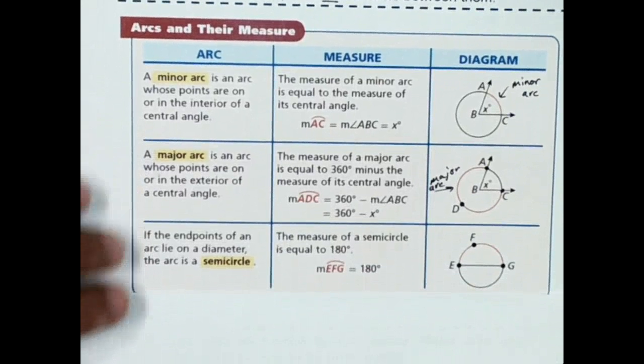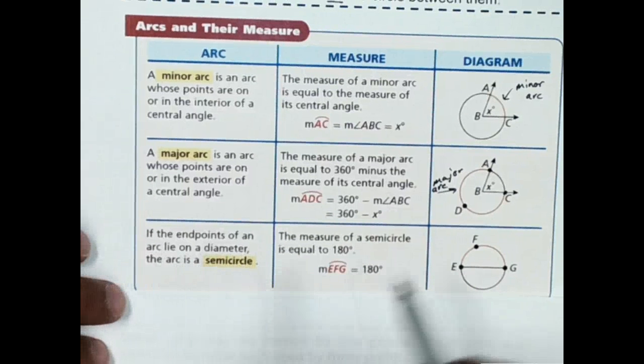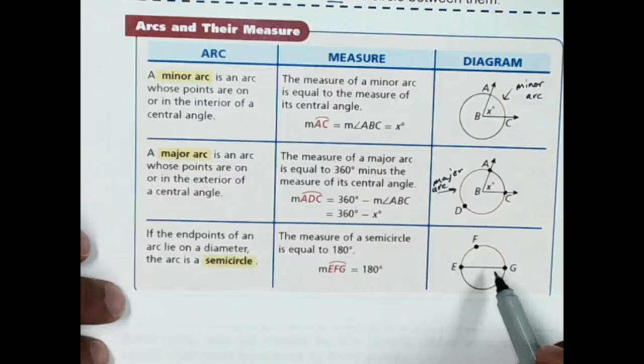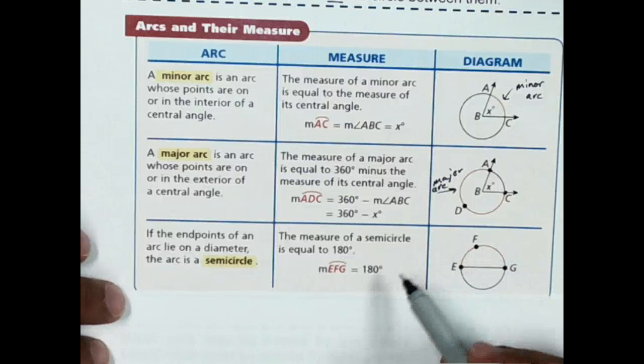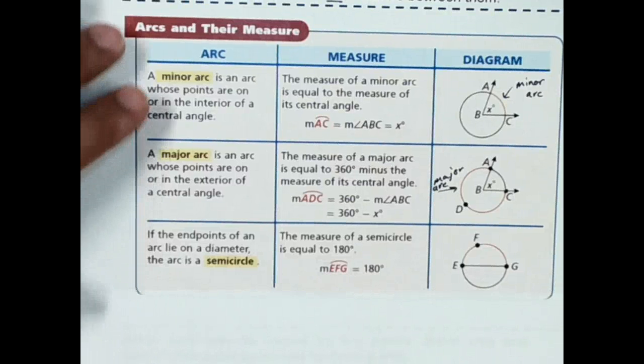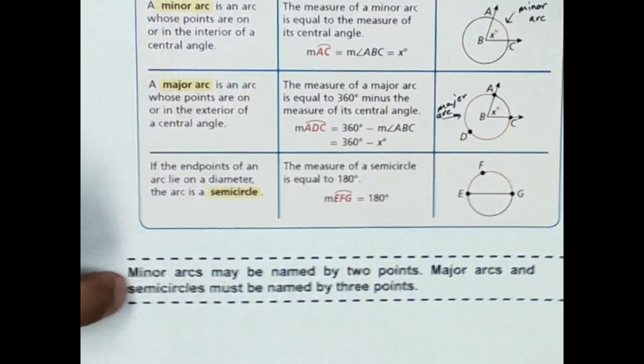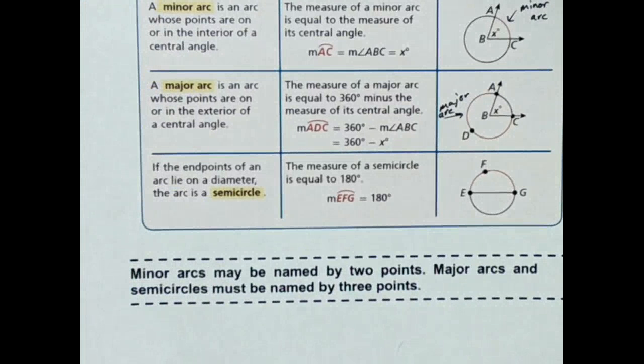Now, if the endpoints of an arc lie on a diameter, then it's a semicircle. So if EG is a diameter, then we would say this arc is a semicircle. And the measure is 180 degrees because half of 360 is 180. All right. So that's just another reminder about the minor arcs, major arcs and semicircle. I just rewrote it for you.